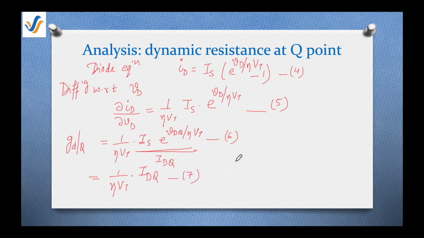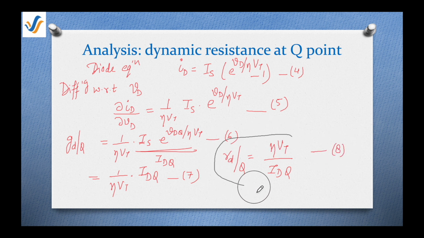Now, what will be the dynamic resistance? Just the inverse of it. Dynamic resistance at the operating point is given by eta VT upon IDQ. Okay, so this is our equation 8. As you can see, this is our dynamic resistance, and eta, which is the ideality factor, varies from 1 to 2, and VT, which is the thermal volt equivalent, is approximately 26 millivolt, and IDQ. This is the current which is going to define the dynamic resistance in the circuit, or you can say this current will affect the AC performance of the diode in the circuit.